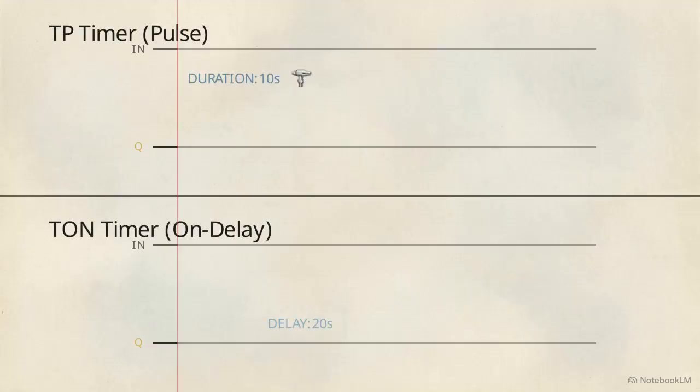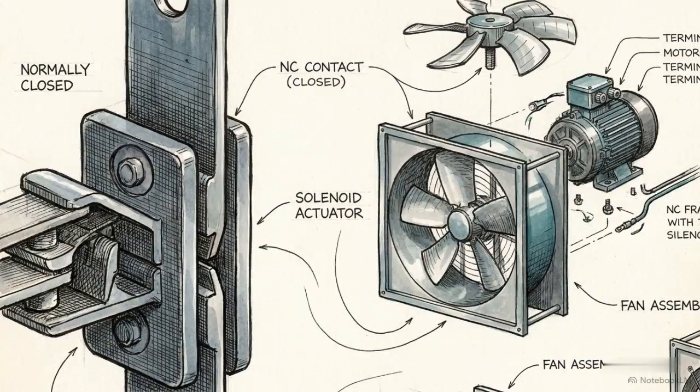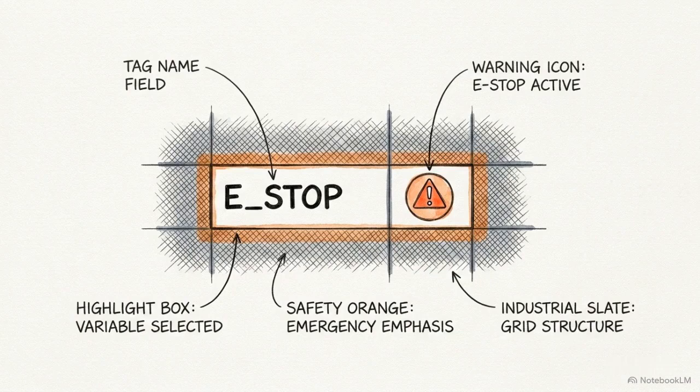To build it, we used the distinct behaviors of 2 timers: the TP timer to control how long an action occurs, and the TON timer to control exactly when an action is allowed to start. We chained those timed events together cleanly by using normally closed contacts to detect when the previous machine had safely powered down. Now, try to expand this logic on your own.